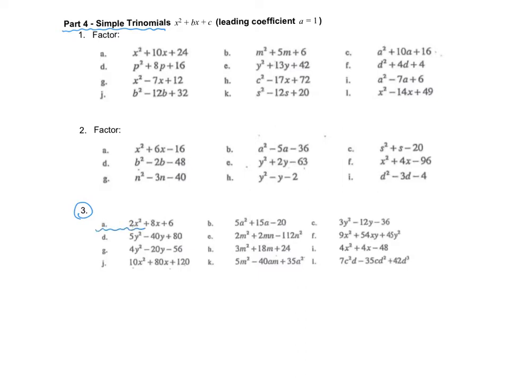So let's look at A. What we need to do first in A is factor out the greatest common factor. In number 3, in this whole problem, first factor out the greatest common factor, and then factor the simple trinomial.